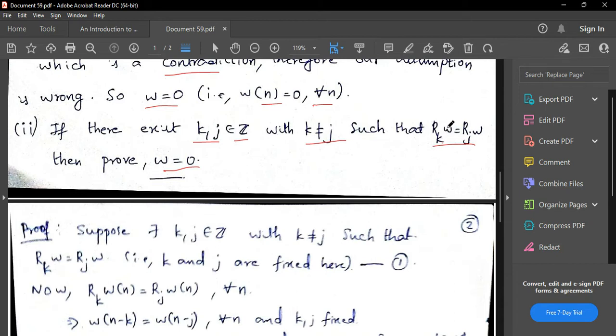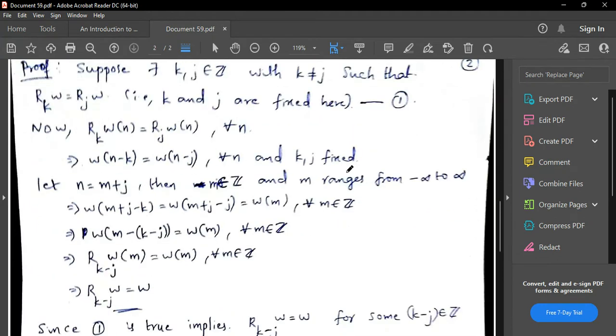If we take a non-zero w, what is the meaning of this statement? If we take a non-zero w, then there will not exist k, j belonging to z such that k not equal to j and r_k w is equal to r_j w. It means that if w is a non-zero vector, then for indices k and j, r_k w will not be equal to r_j w. All the translates of w will be distinct. It is the essence of this result.